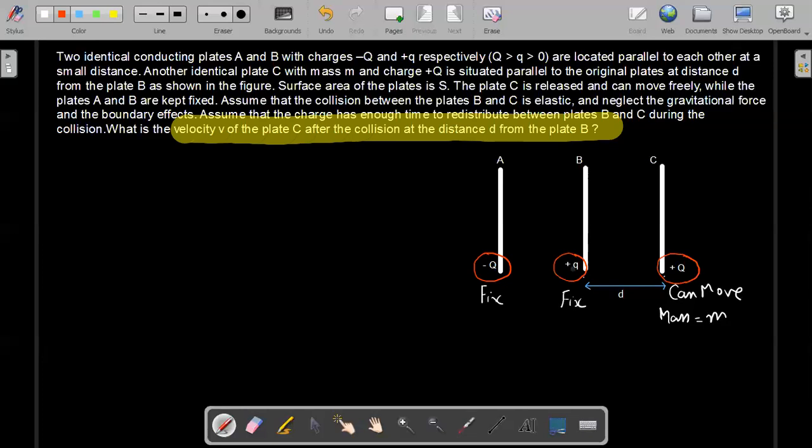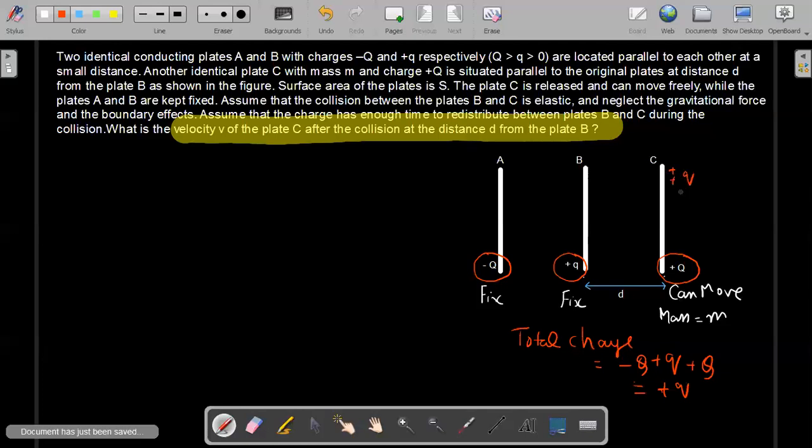So the total charge which the system has is equal to minus Q plus small q plus capital Q, which is plus small q. We know that half of this charge, q by 2, will be distributed on the right hand side, and the remaining half will be distributed on the left hand side. That is the distribution of charge on a system of parallel conducting plates.